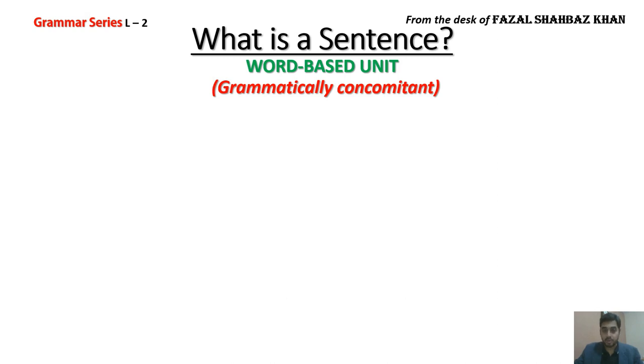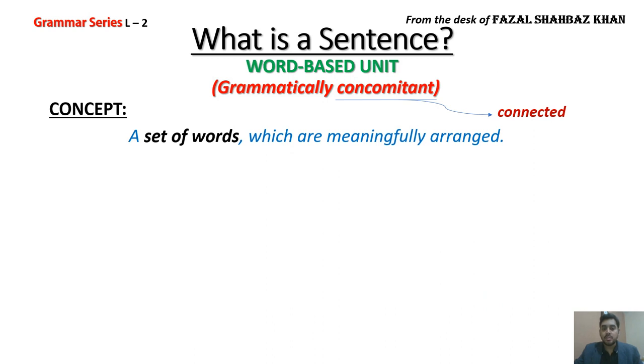Now the word concomitant may be new to you. Here the word concomitant actually means being connected, being linked, being related to one another. So that's a vocabulary for you in disguise. So it's a word-based unit that must be grammatically concomitant, or connected, or related. For example, let us get down to the concept of it.